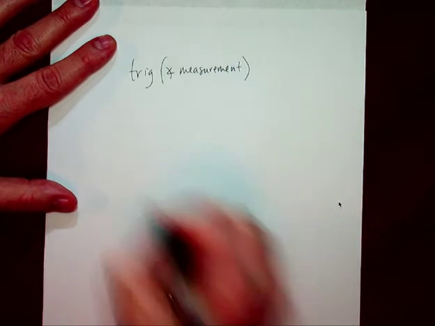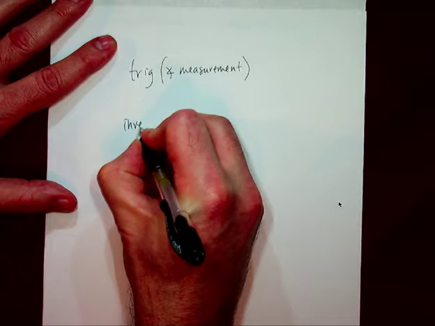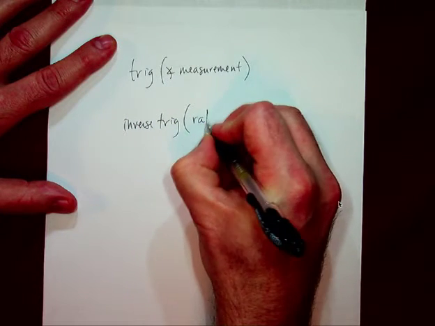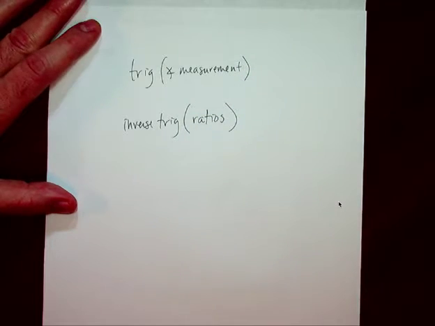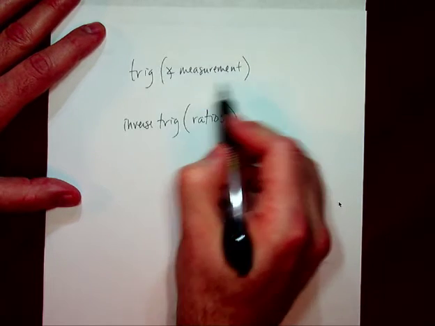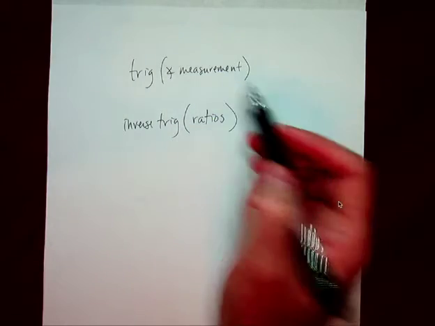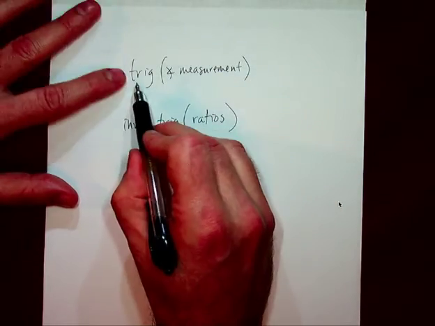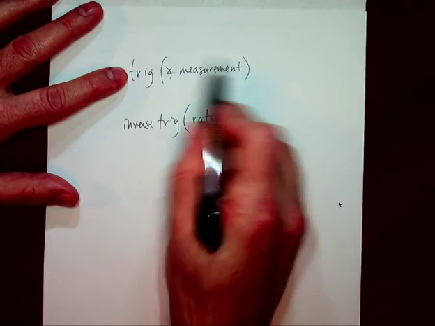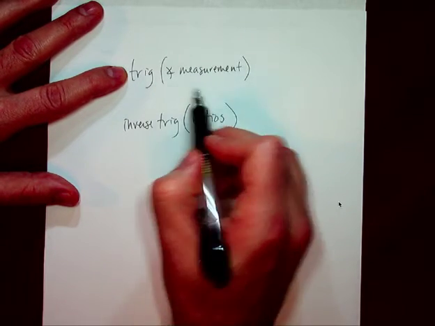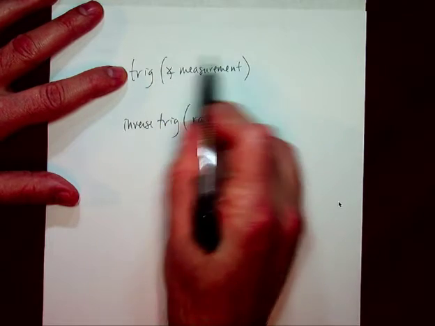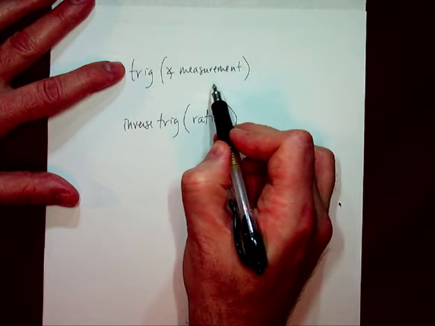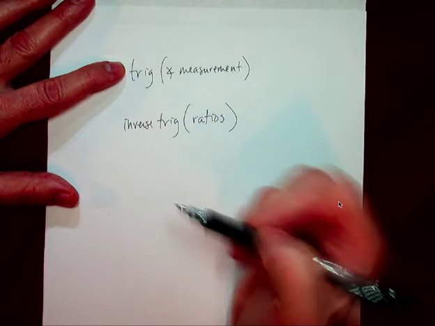Okay? The only thing that gets inverse trigged are ratios. So I don't care what form the expression inside the parentheses takes. If it's sine of whatever, cosine of whatever, tangent of whatever, cosecant, secant, or cotangent of whatever, the form of that expression inside those parentheses is an angle measurement.